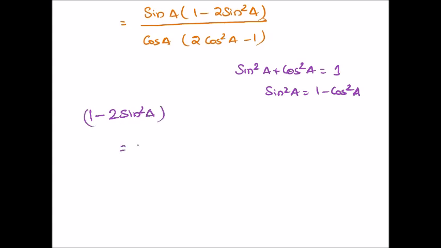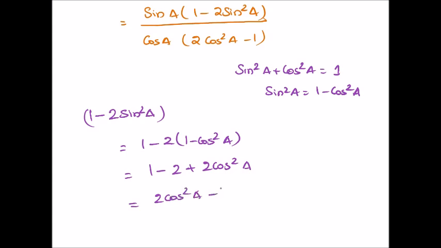is equal to 1 minus 2 into (sin square is 1 minus cos square A). That's equal to 1 minus 2 plus 2 cos square A. That's equal to 2 cos square A minus 1. Substitute this value to here.